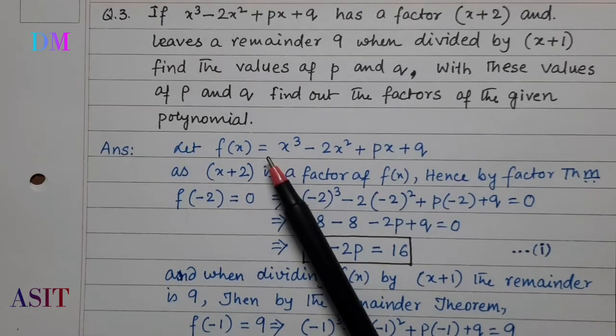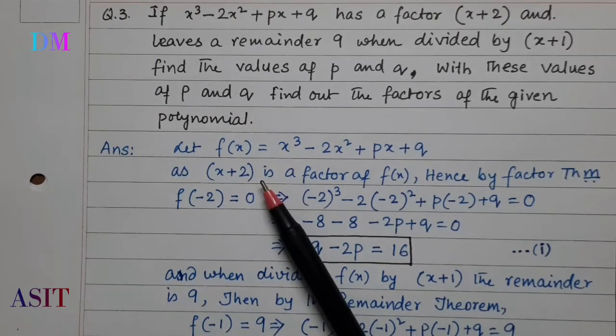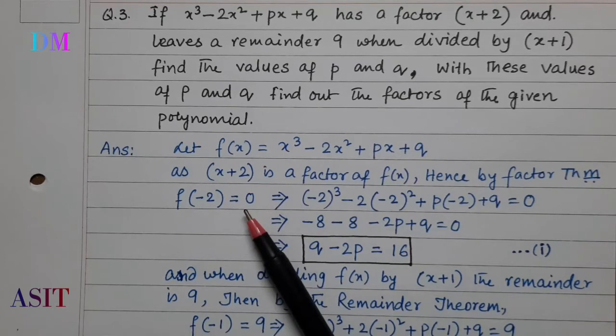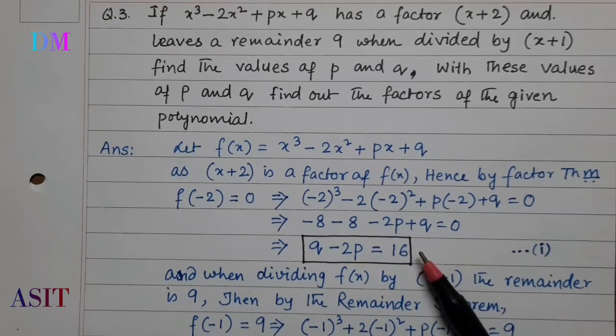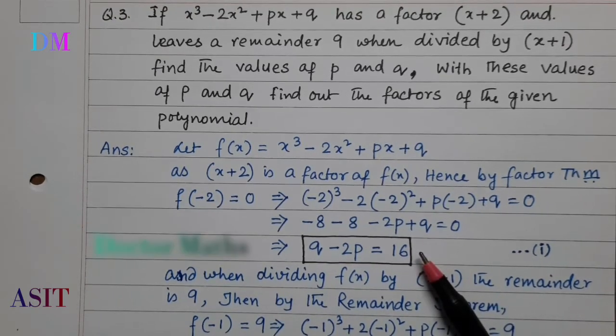Now let us consider f(x) be the given polynomial. Since x plus 2 is a factor of f(x), hence by using the factor theorem we can write f(-2) equals 0. After putting x equals minus 2 in the given polynomial, I got this equation: q minus 2p is equal to 16.